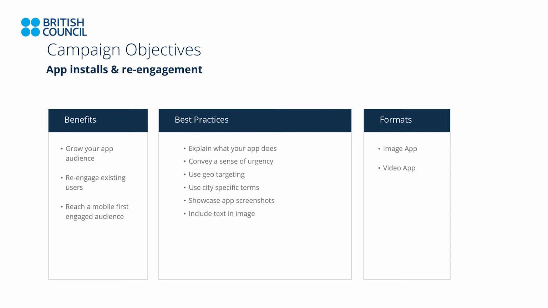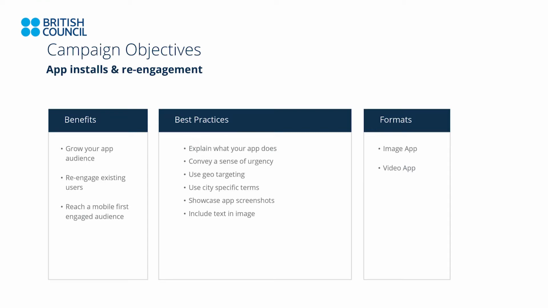What are the best practices? Explain what the app does. Ensure that when you're actually promoting an app, you tell people what they should expect when they download this app. Set the user's expectation. Let them feel like, oh my god, I need to actually download this app right now and actually test it. Third, convey a sense of urgency that gets people to want to act now and not later.